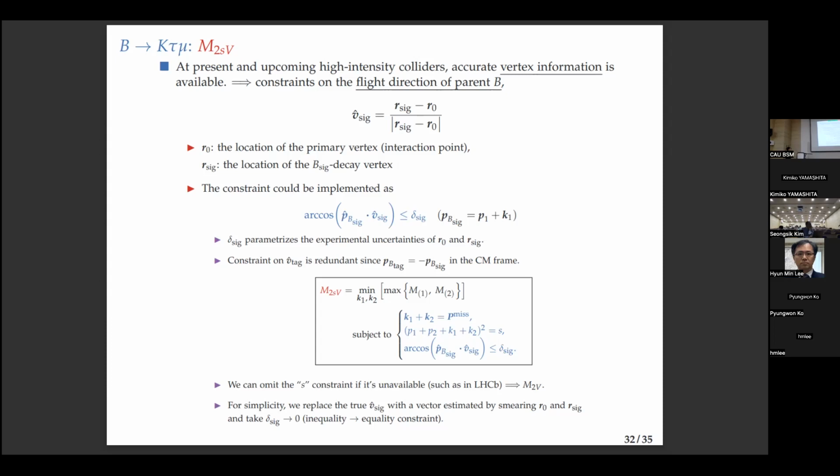And in our analysis, for simplicity, we replace the true free seek with a vector estimated by smearing the primary and secondary one and take this delta seek to be larger. In this limit, this inequality constraint becomes the equality constraint. So it's easier.